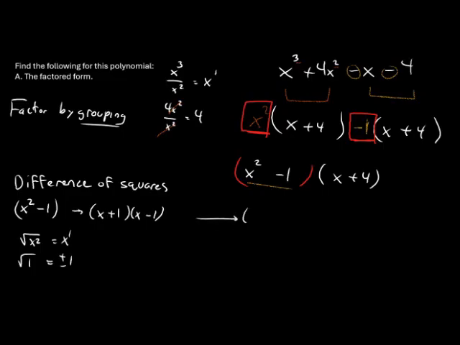Therefore, our factored form is x plus 1 times x minus 1 times x plus 4. This will be the factored form of this polynomial. We'll carry forward this factored form into the next part of the question.